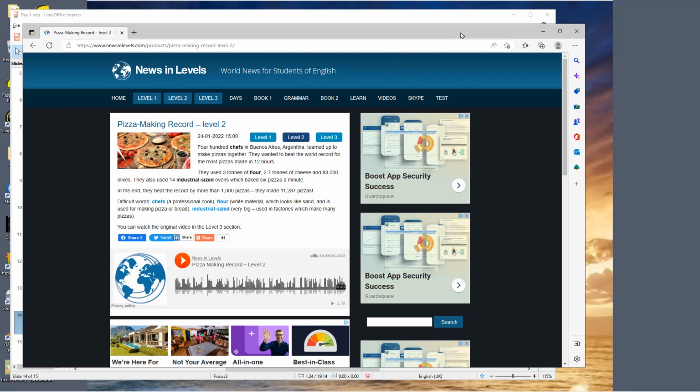So how about this one? Can we find the verbs in this one? Where did they put the verbs? Which verbs? In the second paragraph or first paragraph? Teamed up. To make. Yeah, that's interesting. Teamed up to make.